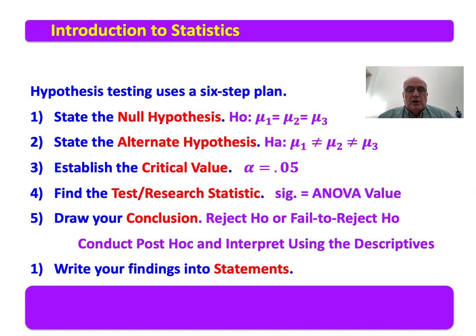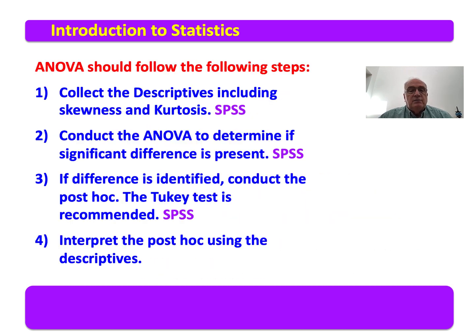In our sample problem, it was less than 0.001, but that significance is either less than alpha or more than alpha. If it's more than alpha, we fail to reject H0. If it's less than alpha, we reject H0. The conclusion, you reject H0 or you fail to reject H0, and if you reject H0, you can conduct a post-hoc test and interpret using the descriptives, and then write the findings into statements.